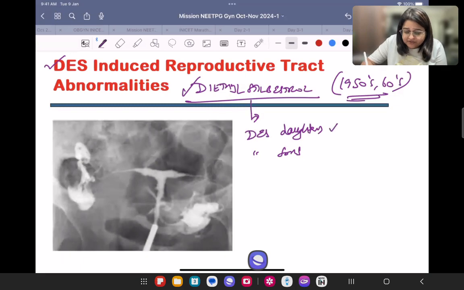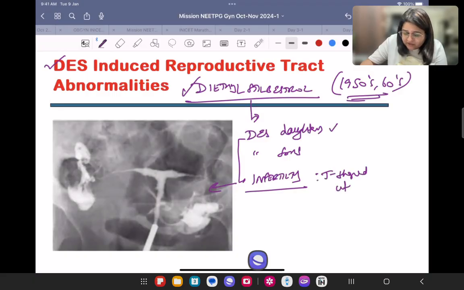So DES daughters, when they grew up, they would present with infertility. And when HSGs were done, you would find this. What is this? This is a T-shaped uterus, so a very fibrosed uterus, which was T-shaped. The cavity was T-shaped. This was typically found in them. Also, they were found to have a higher incidence of very rare cancers: clear cell adenocarcinoma of the cervix and the vagina.